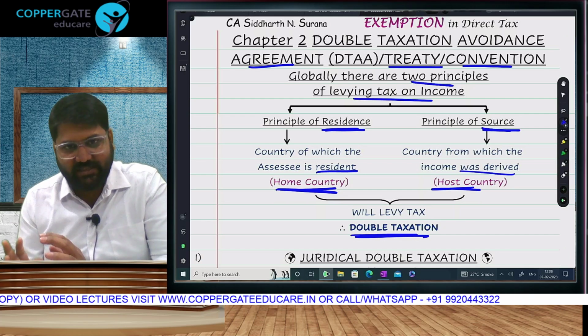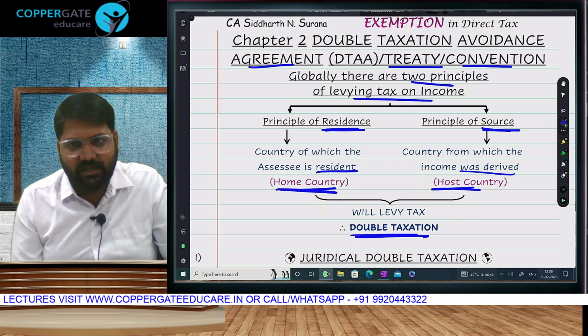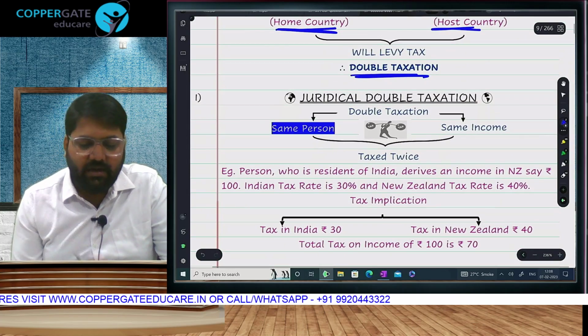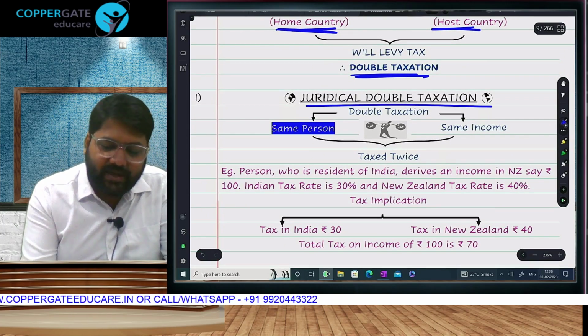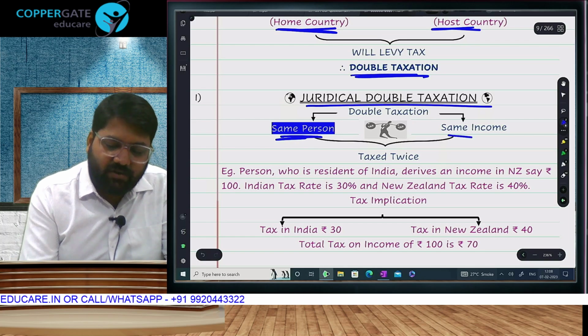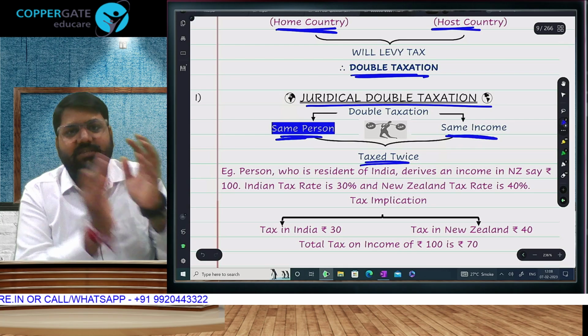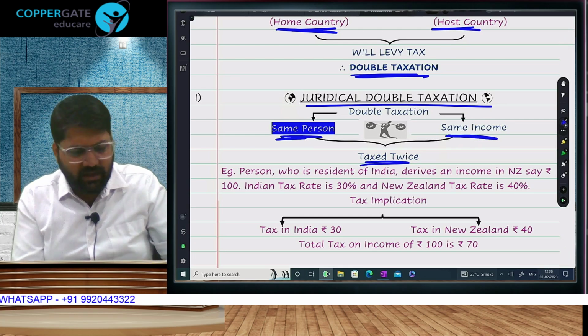When you have residence in one country and source in another country, both countries will levy tax. This will give rise to double taxation. Double taxation is of two types. There is something called juridical double taxation: when the same person on the same income is taxed twice. Same person, same income getting taxed twice.